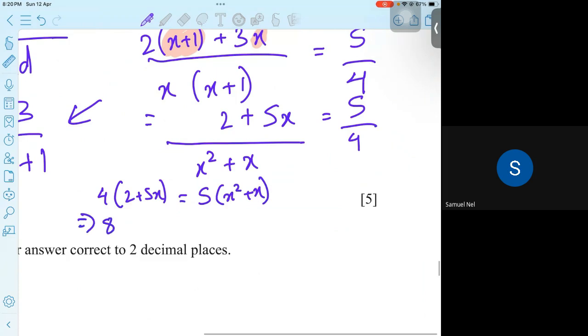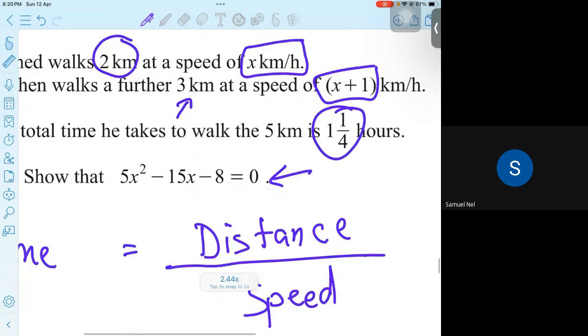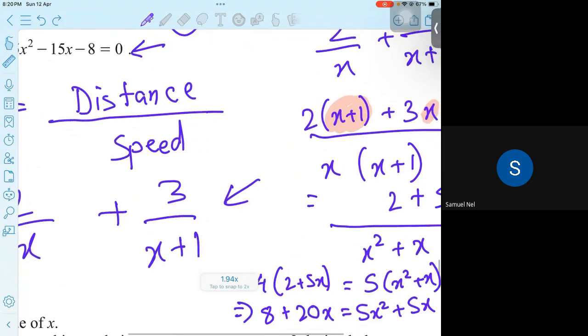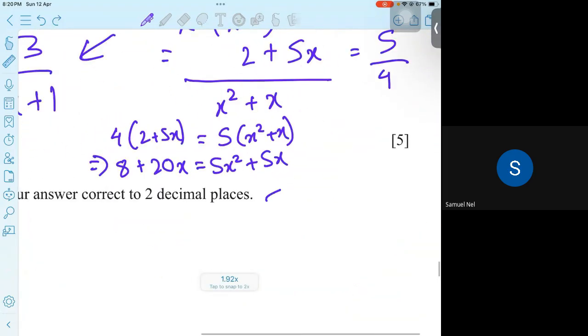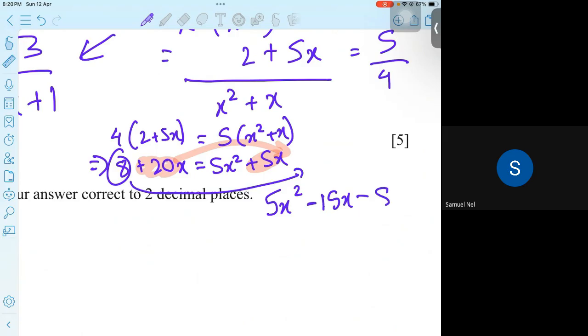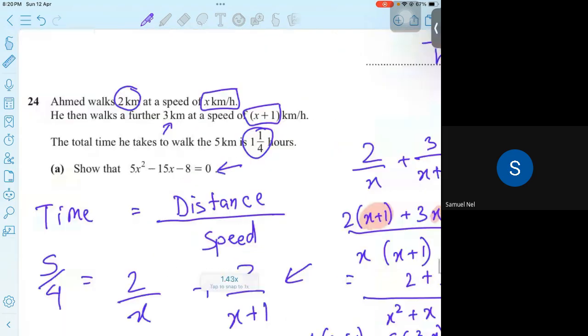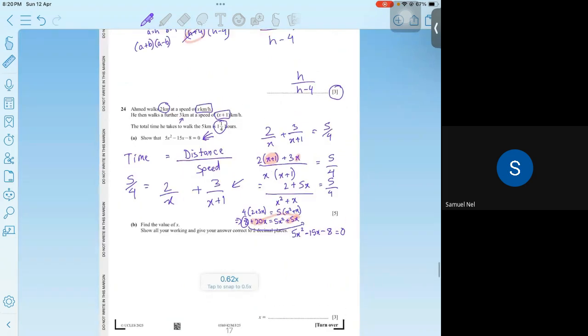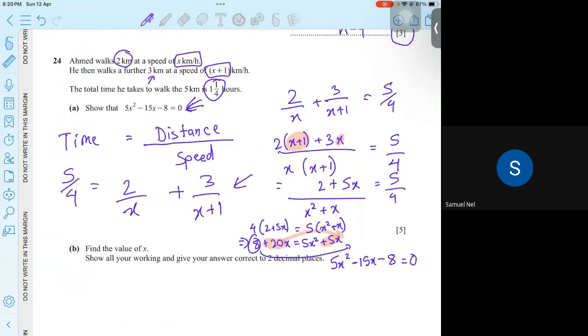This comes out to be 8 plus 20x equals 5x squared plus 5x. Now, since the question gives x squared as positive, I'm going to take everything to the right hand side. So 5x squared, and there's a plus 5x here, and there's a plus 20x here. When I bring it to this side, it's going to be minus 20x. This makes it minus 15x. And similarly, when I bring this 8 to this side, it's going to become minus 8, equal to 0. I think that is the final step, right? Yeah, that is the final version of it. Any questions? Would anyone like me to repeat this?